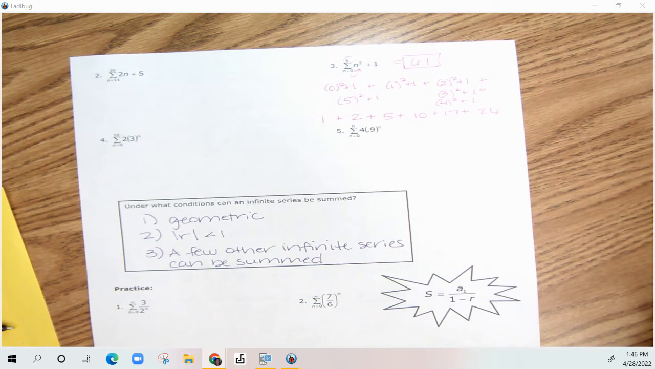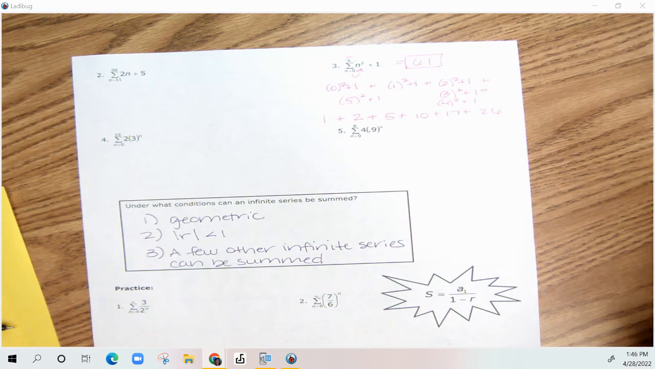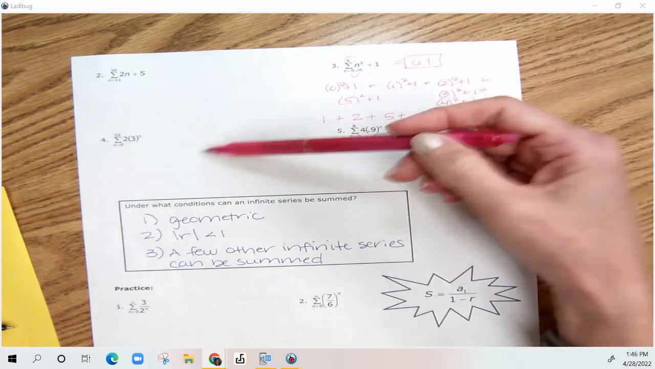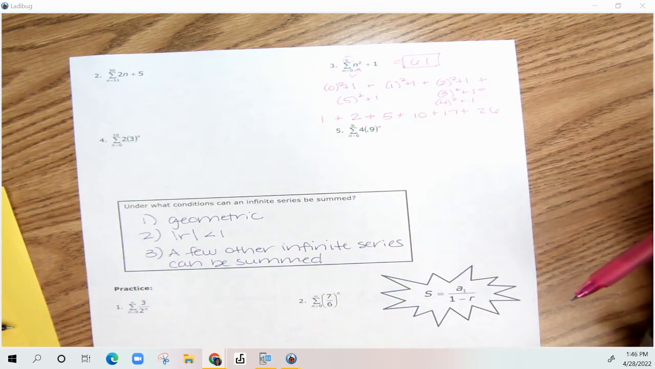If you want to pause the video to see if you can figure out the other 3, again, this is arithmetic and these 2 are geometric, but it's the same idea.